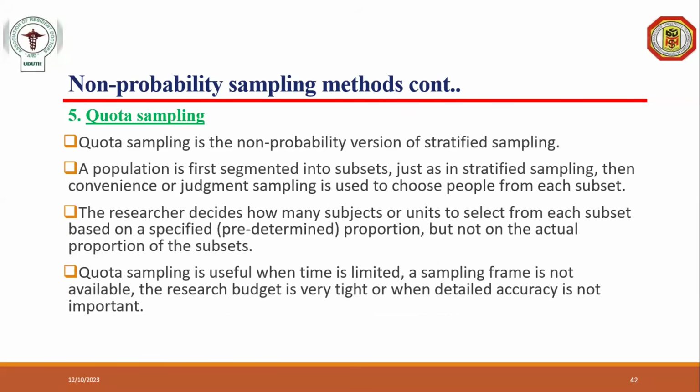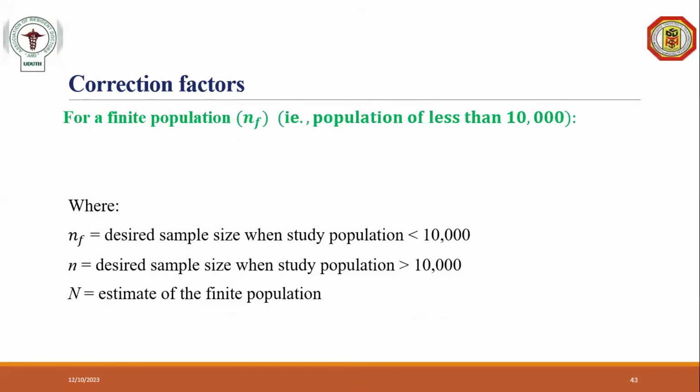Then another one is quarter sampling. Quarter sampling is also the non-probability version of stratified sampling. You just stratify them, group them according to different quarters, as we have said in the stratified sampling technique. You classify them according to quarter. Within each quarter, you use either consecutive sampling, convenience sampling, or voluntary sampling to select them. So that is quarter sampling. It is also a non-probability sampling.